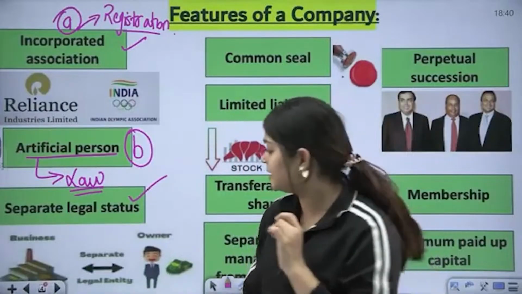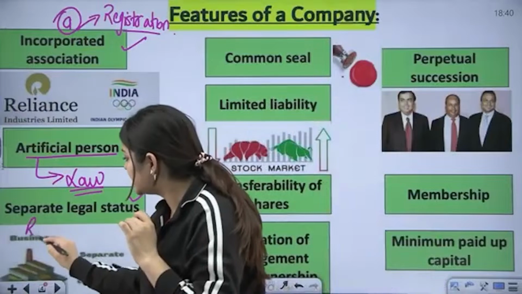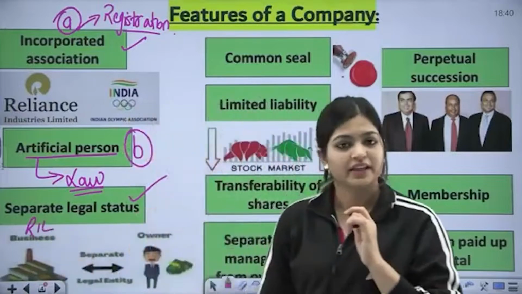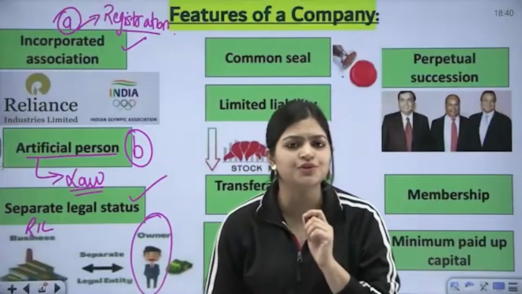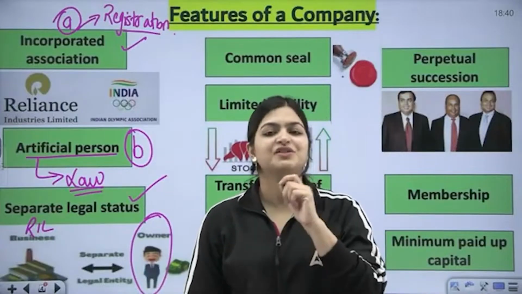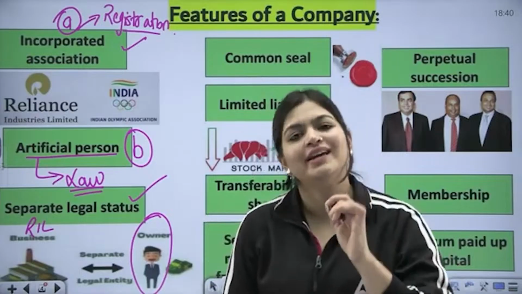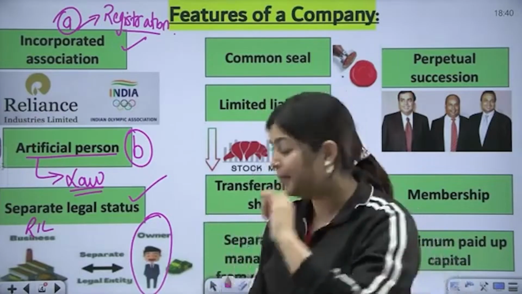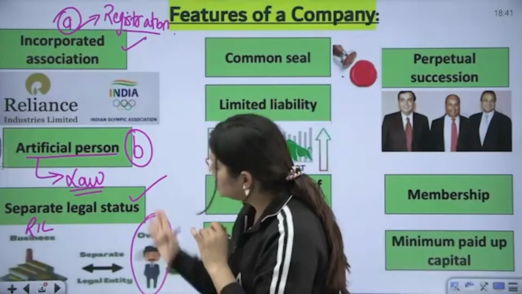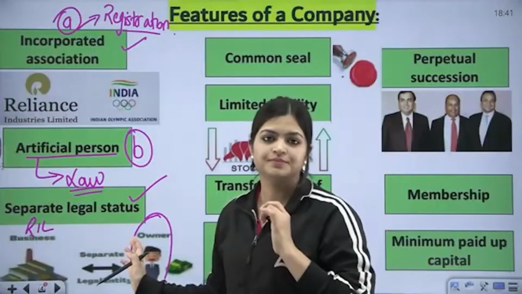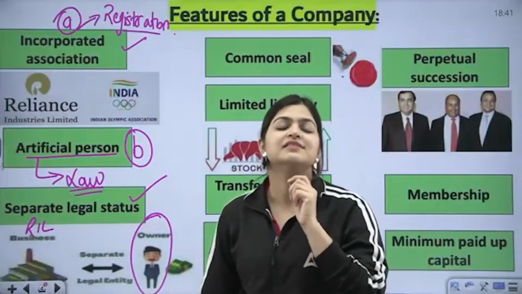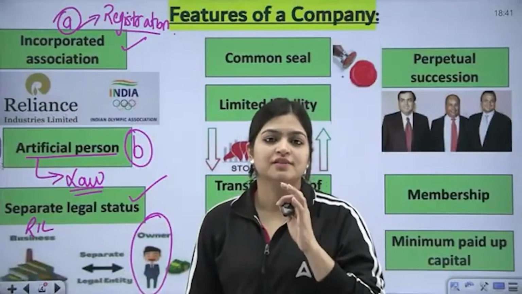Now always remember, here is your business. Let's say this is Reliance Industries, and here are the owners. And who started Reliance Industries, we all know. Yes, Mr. Dhirubhai Ambani ji. So he was the owner. But remember one thing, owner and company, they both are separate. They both are separate.